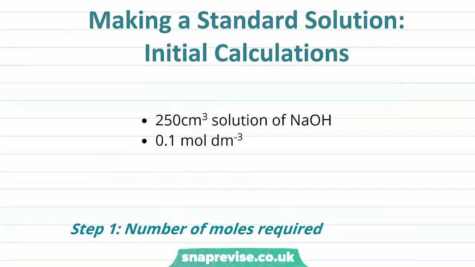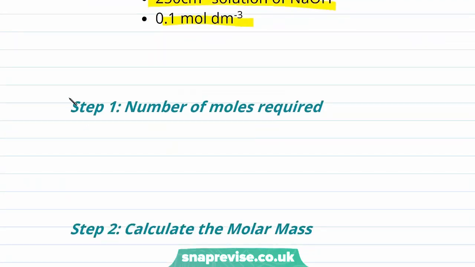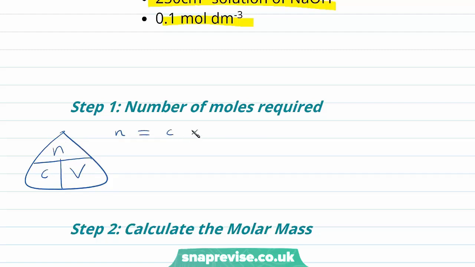We want to make a 250 cm³ solution of sodium hydroxide with a concentration of 0.1 mol/dm³. So the first step is to work out the number of moles required. So using our equation pyramid, the number of moles is equal to the concentration multiplied by the volume. We want to know the number of moles. So that's the concentration multiplied by the volume is the arrangement we're going to use.